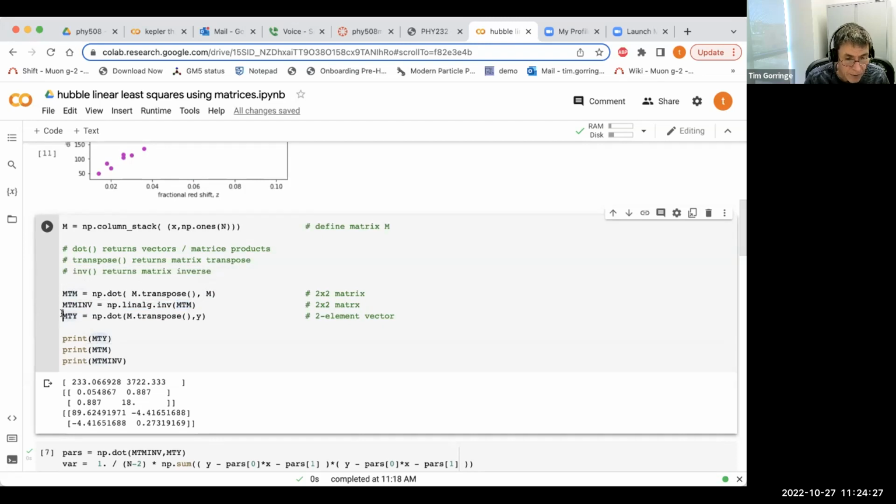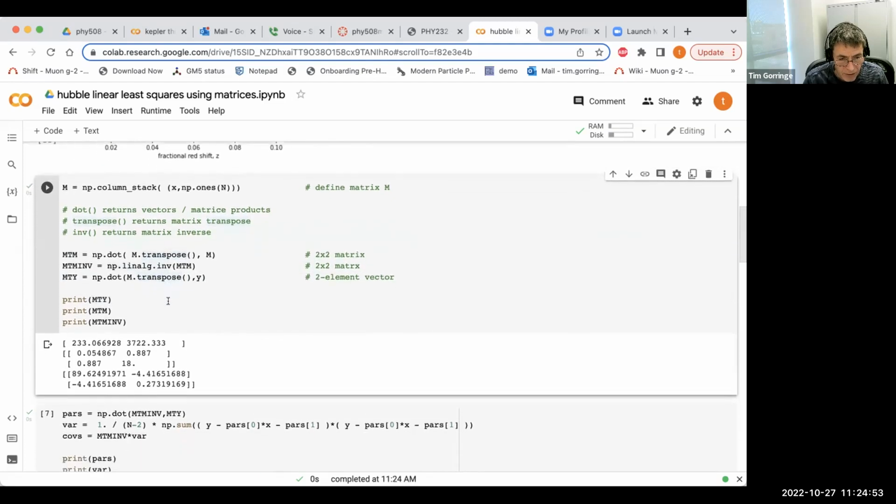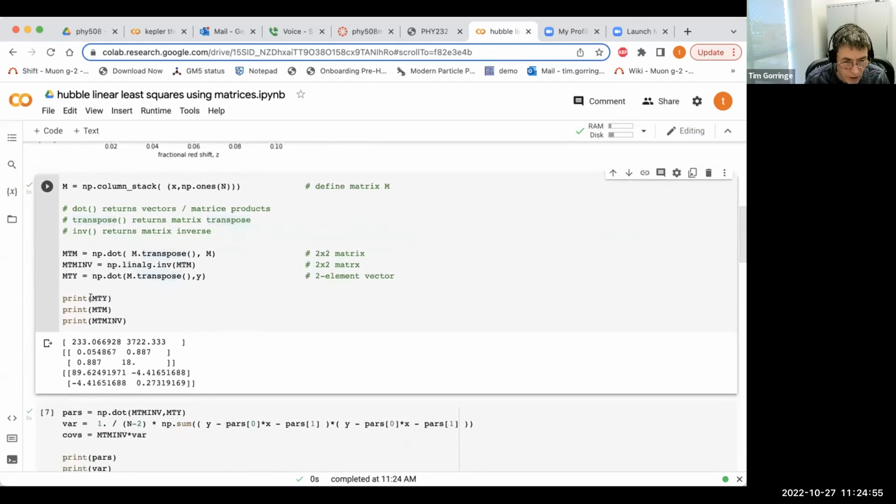And then finally, this third statement here, I want the product of the transpose of the matrix M with the vector y. And so again, I'm using this function dot to carry out the products. This time, the two arguments are the transpose matrix and the vector y. And so let's just run this cell. And downstairs here, I can look at the results of those three calculations.